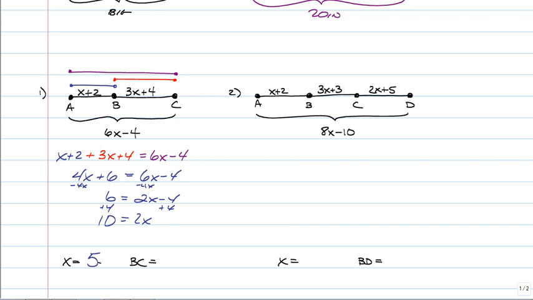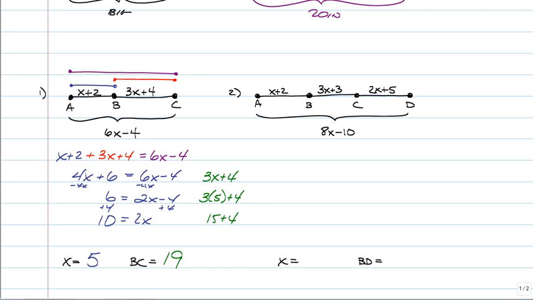So to find the length of BC, all you have to do is substitute x into BC's expression. So BC is 3x plus 4. So we're just going to take 3x plus 4, and we're going to substitute 5 in for x. So 3 times 5 plus 4 is 15 plus 4. We know the length of BC is 19. Okay, that is segment addition.